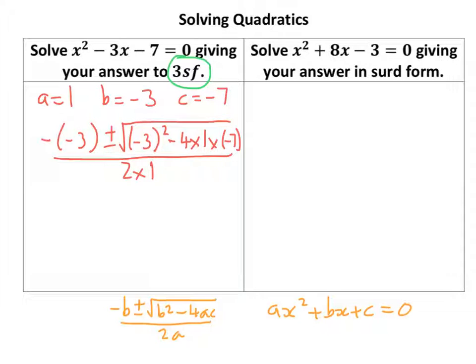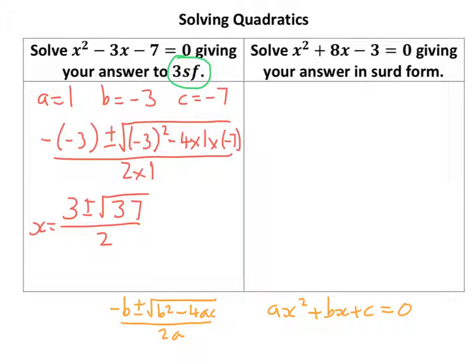I should now be able to put that straight in my calculator, although having said that, it's probably worth simplifying it very quickly first. So -3 is +3 plus or minus. We've got 3 squared, which is 9, and it's going to be plus 28, so root 37 all over 2. So my x values are going to come from there.